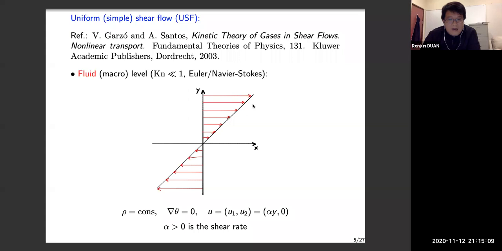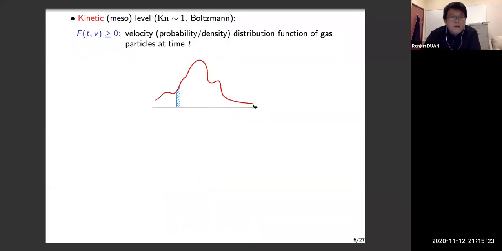So it is the strength of this shearing motion. We just call it the shear rate. On the other hand, we can also try to understand this kind of shearing motion by studying the motion at the kinetic level.